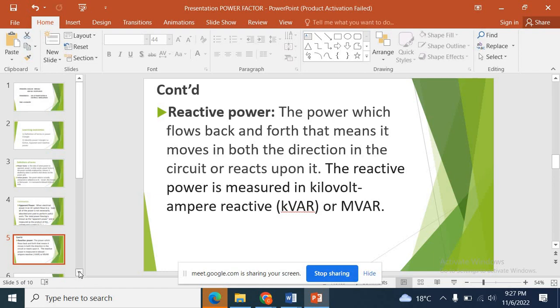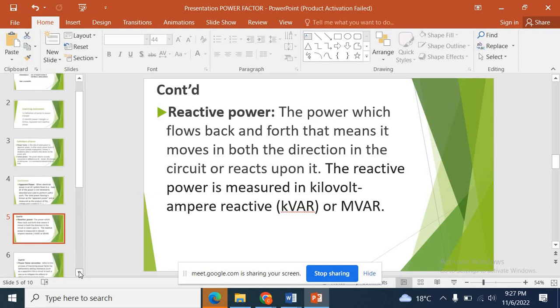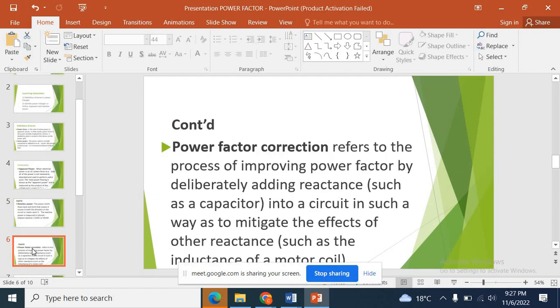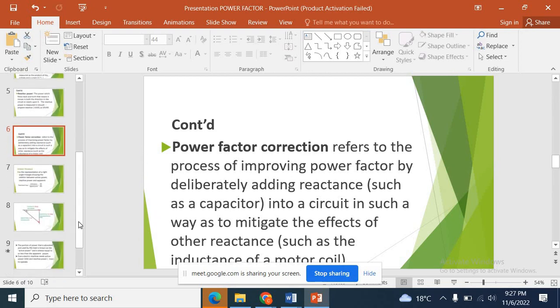Let's go to the next slide, which is the power factor correction. What do we mean by power factor correction? Jacqueline, kindly tell us what power factor correction is.